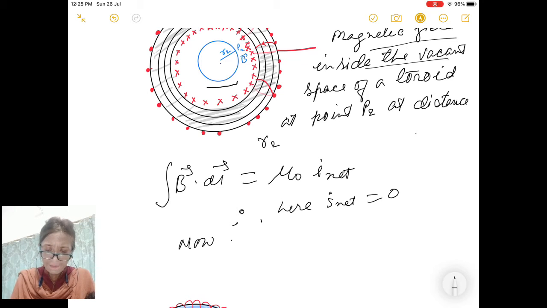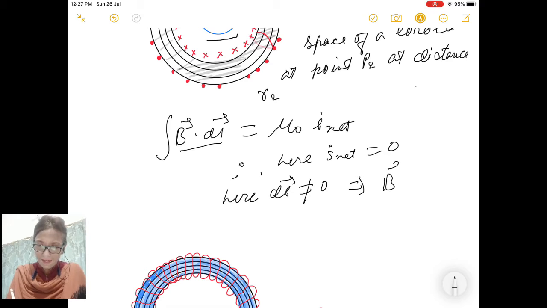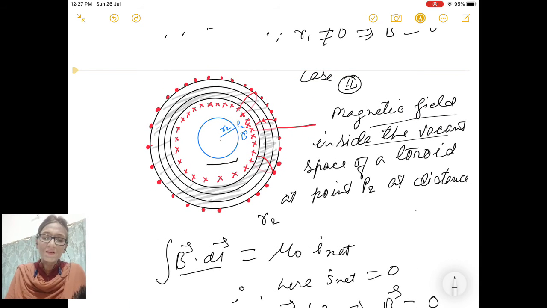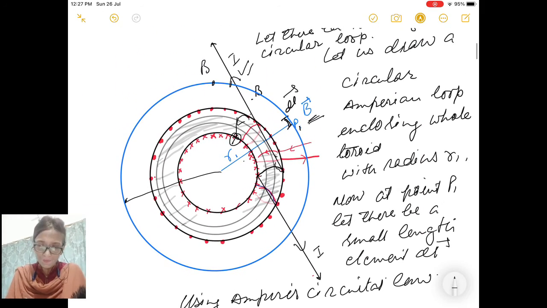Now again, dl length element is not equal to 0. Length element cannot be 0. It implies that vector B only is equal to 0 inside this Amperian loop, inside this toroid at vacant space. So we found that B inside the toroid in vacant space is 0 and B also is 0 outside the toroid.